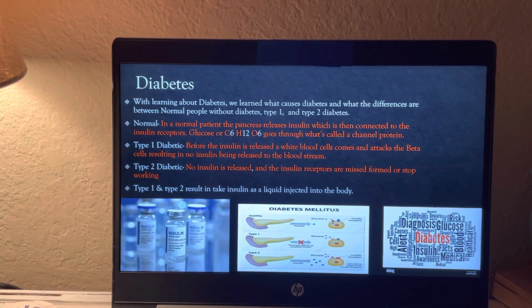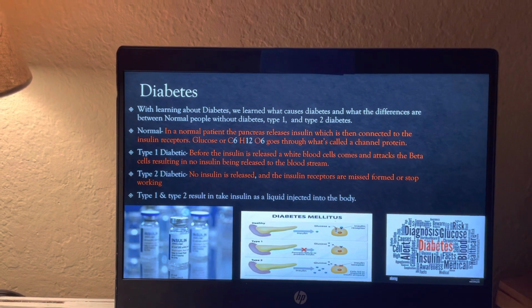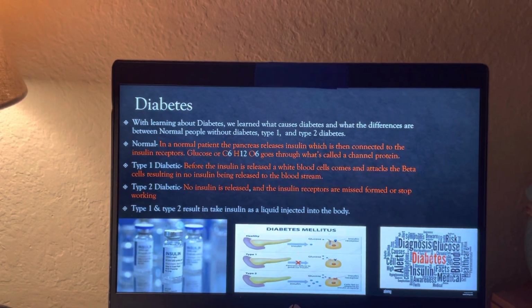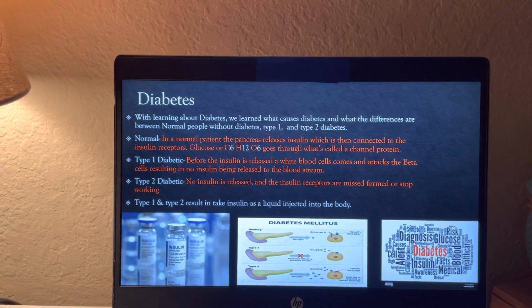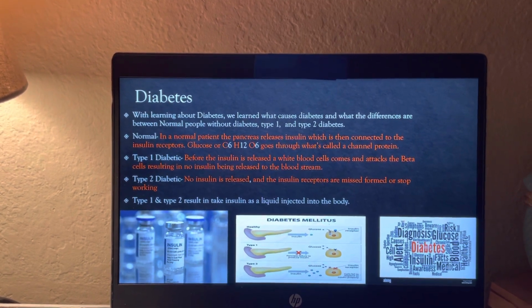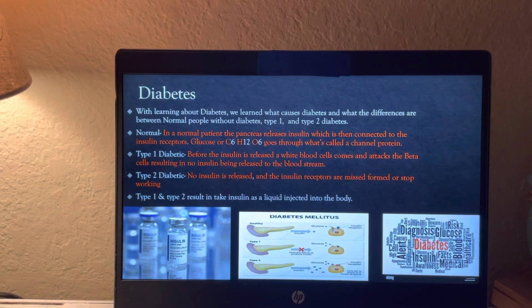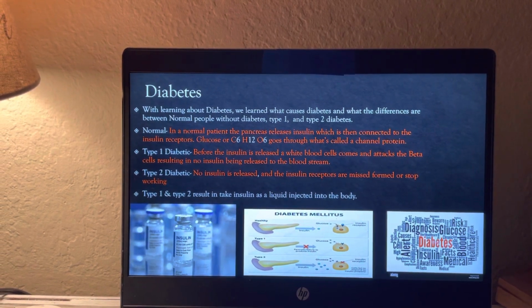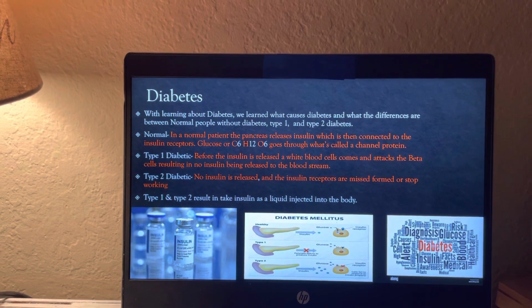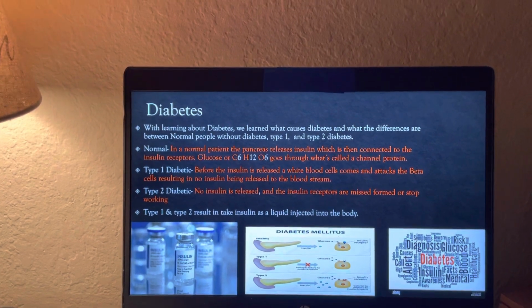before the insulin is released, a white blood cell comes and attacks the beta cells, resulting in no insulin being released to the bloodstream. Type 2, insulin is released, but the insulin receptors are misformed or stop working. Type 1 and Type 2 result in taking insulin as a liquid injected into your body.